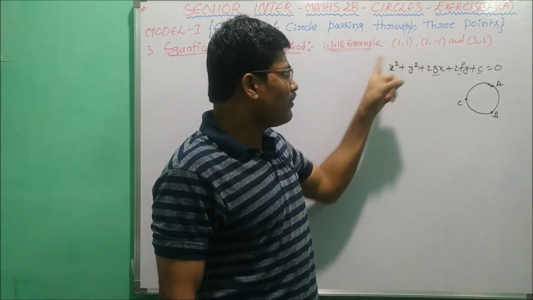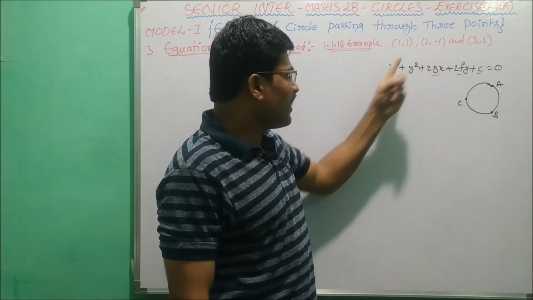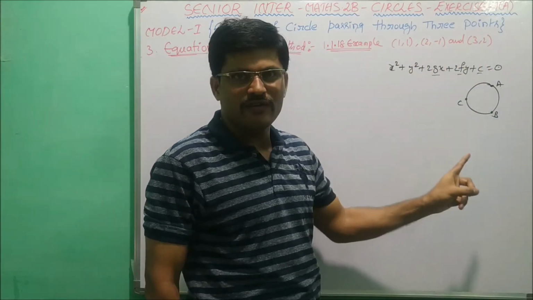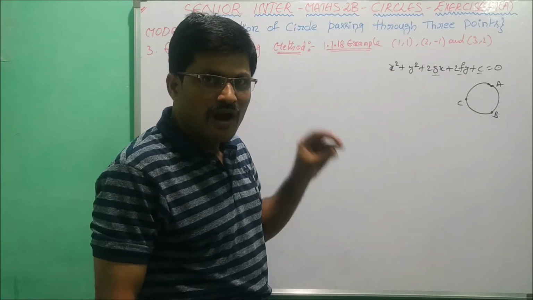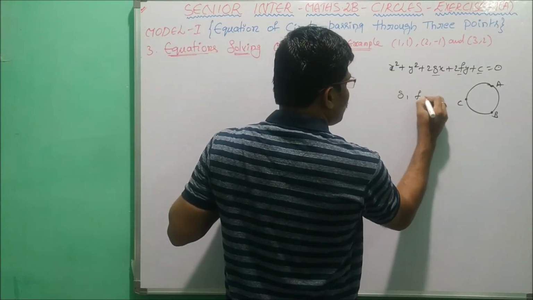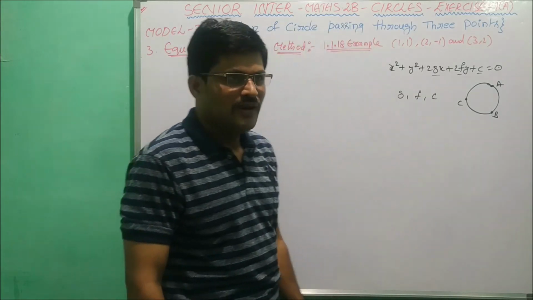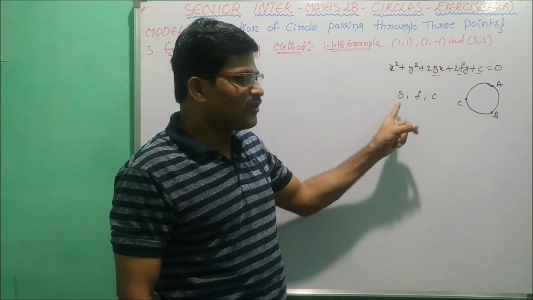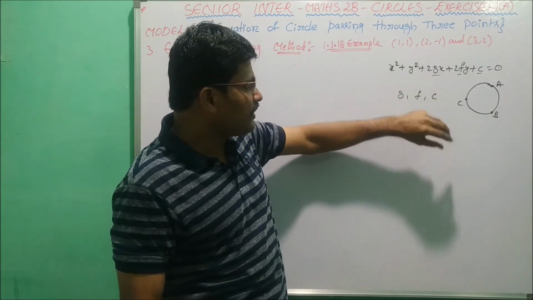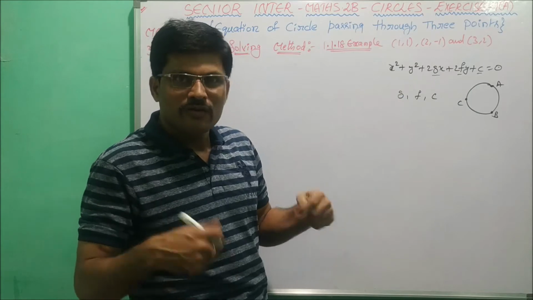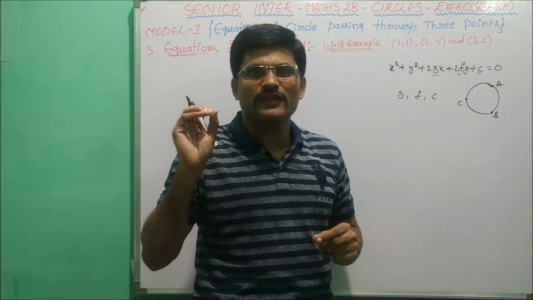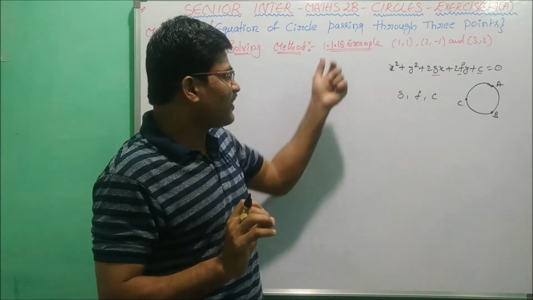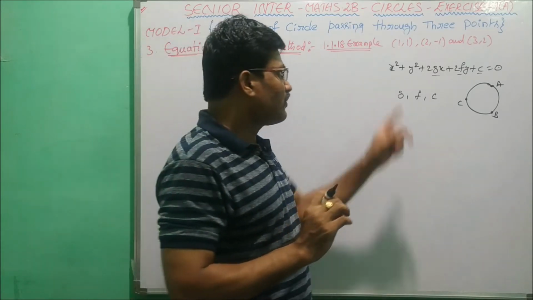We take the first point, we get the first equation. We take the second point, then we get the second equation. We take the third point, then we get the third equation. Now these three equations are in the variables g, f, c. Solving these three equations, we get the values of g, f, c and substitute the values in the general form. We get the required equation of the circle passing through 3 points. This is the procedure for this method. Now we discuss a problem.